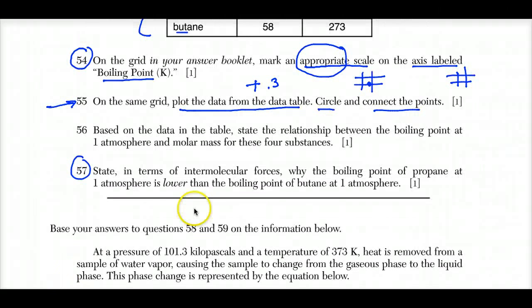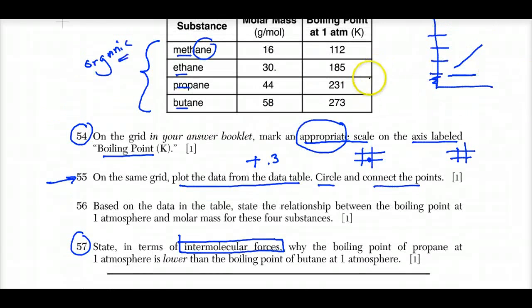Number 57. State in terms of intermolecular forces. They're asking you to answer using this concept, which is the forces of attraction between molecules. Why the boiling point of propane is lower than the boiling point of butane. The boiling point of propane is clearly lower than the boiling point of butane. Now, there's many ways you can answer this.